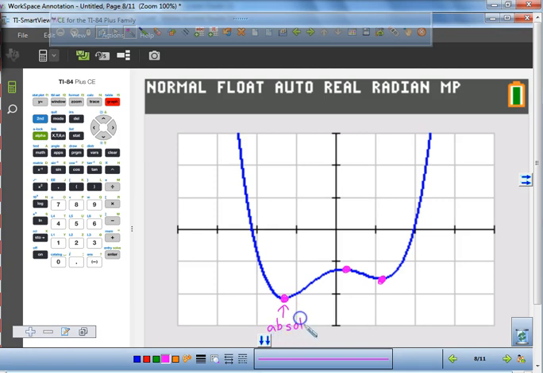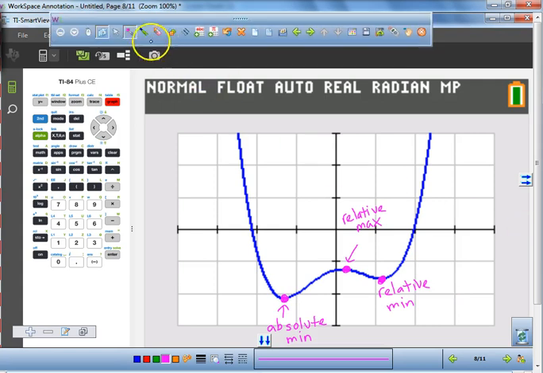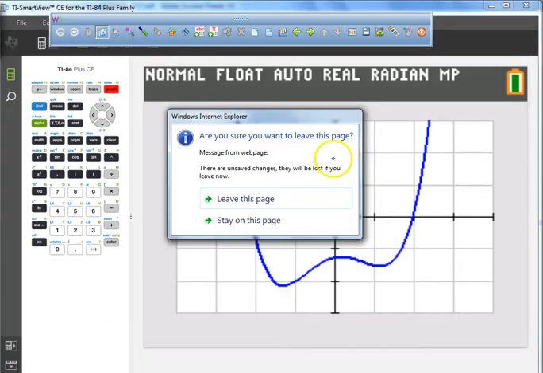That's the absolute minimum. So we're going to have an absolute minimum. Right here, what is that point going to be called? Yep, relative maximum. And here we have a relative minimum. So how many answers are you going to have? You're going to have 3. There are 3 critical points right there. So we're going to do one at a time, everybody.